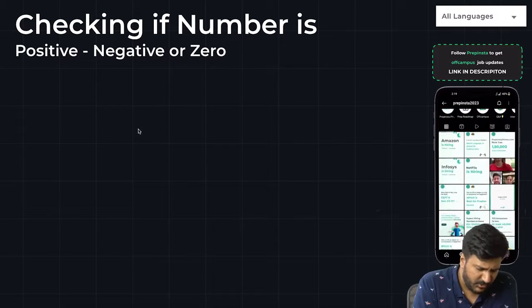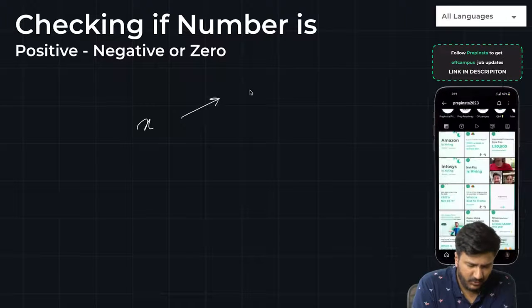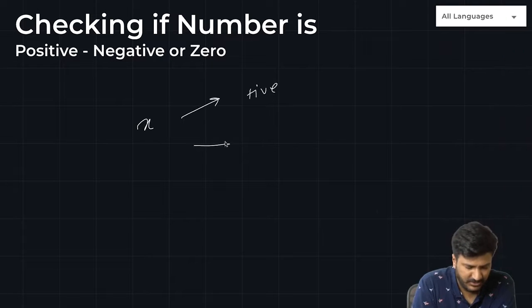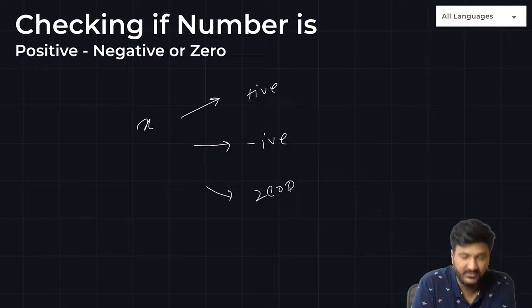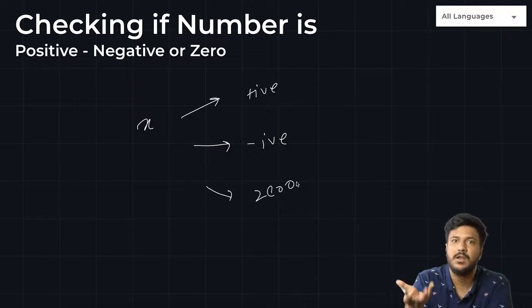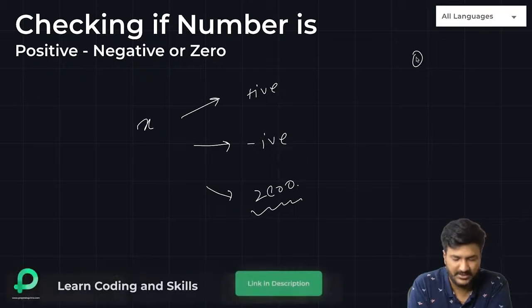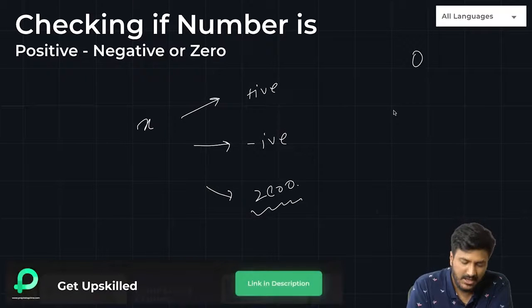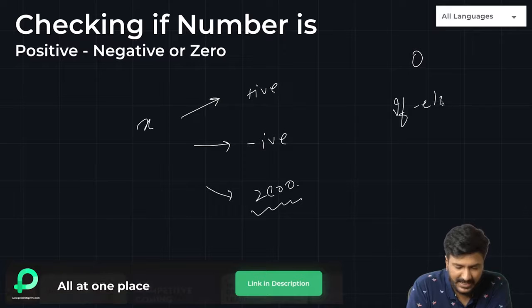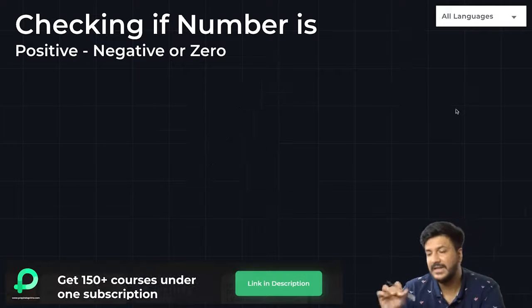So any particular number x, there are three possibilities: the number can be positive, or it can be negative, or it can be zero. Obviously if a number is not positive and not negative, there's only one possibility left, that is zero, right? Zero is neither positive nor negative. So we'd be using if and else to write this particular code.